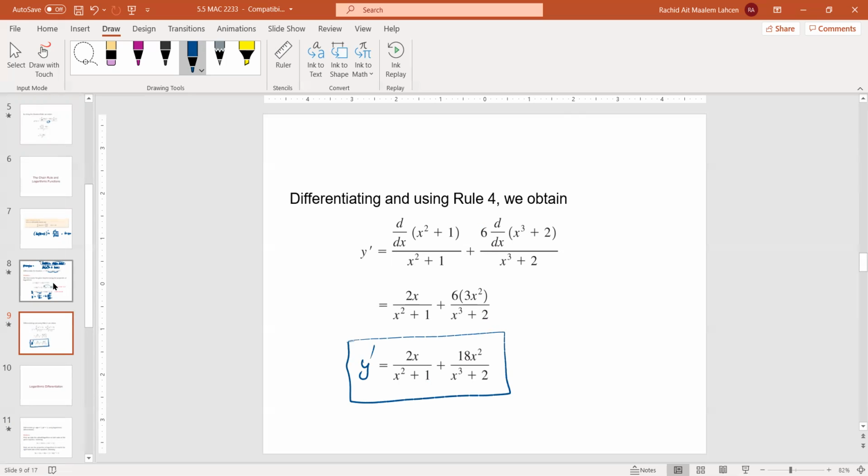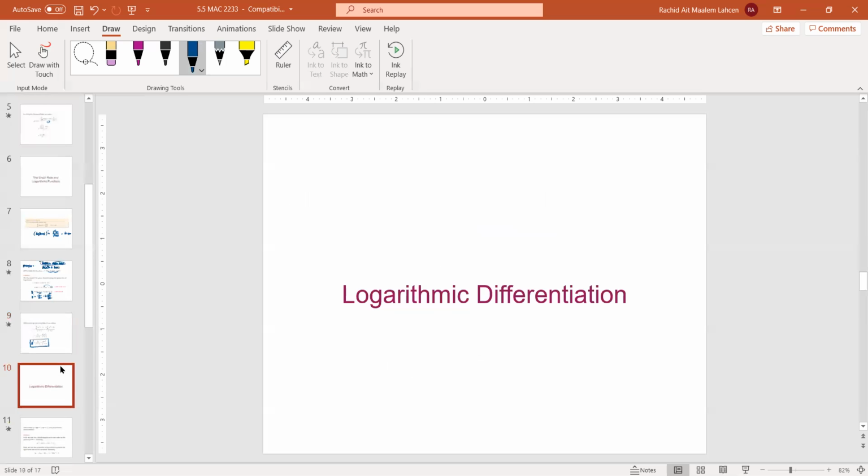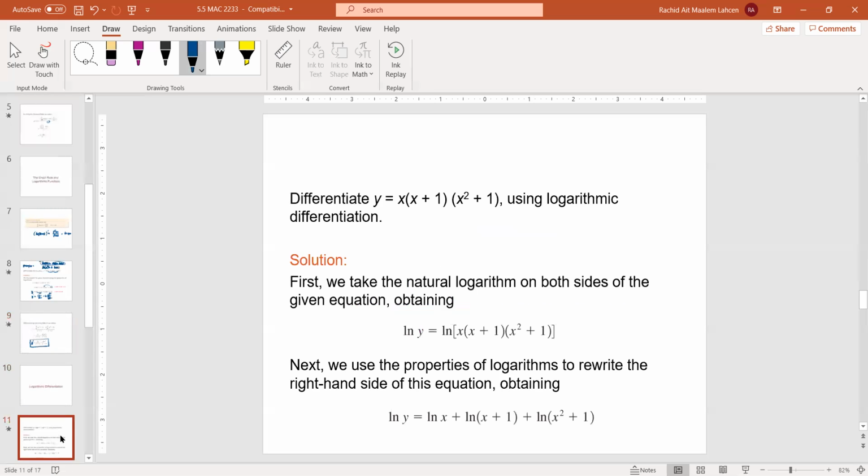So it's just a combination of knowing the logarithmic properties to simplify, then using the chain rule. So logarithmic differentiation is a nice method, and let's talk about it here and kind of explain it.